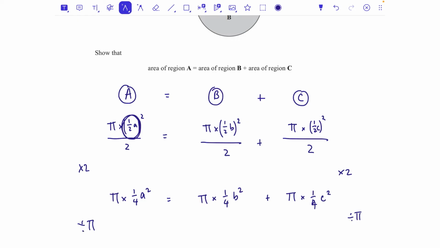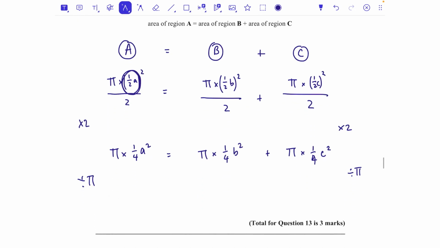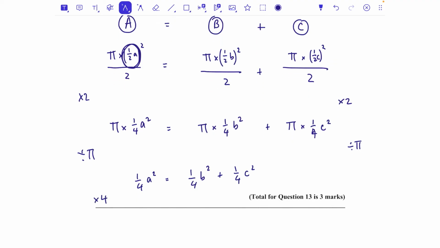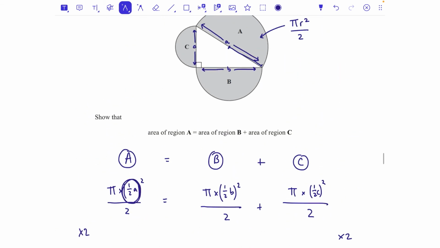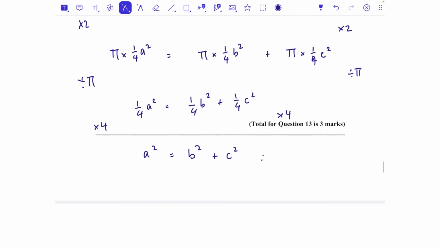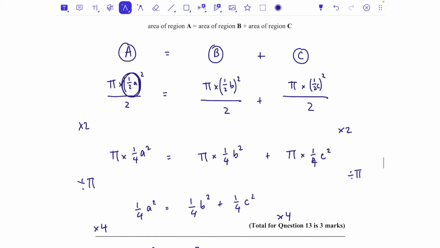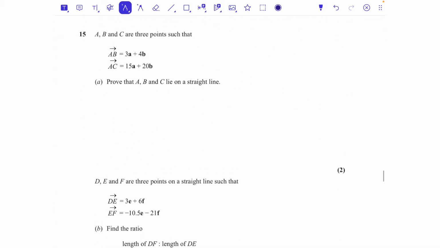And then we're going to divide everything by pi. So dividing everything by pi, I get a quarter A squared is a quarter B squared, add a quarter C squared, and then multiplying everything by 4 gives me A squared equals B squared plus C squared. And we know that that is true from Pythagoras. A is our longest side in this triangle, so therefore Pythagoras works. So yes, true. Quite a tricky one, that. So we had to get down to Pythagoras at the end to show that that was definitely correct.